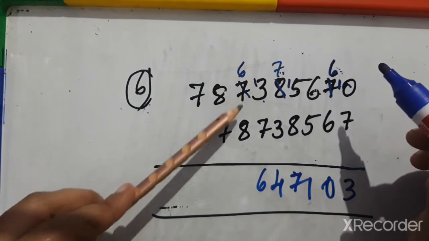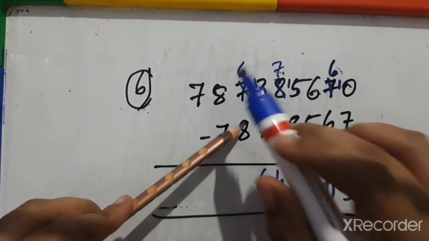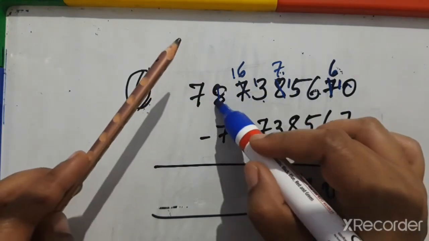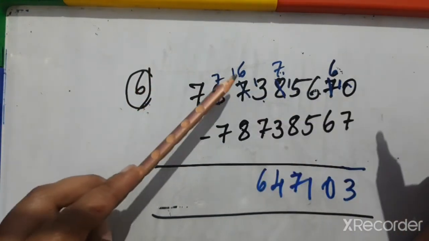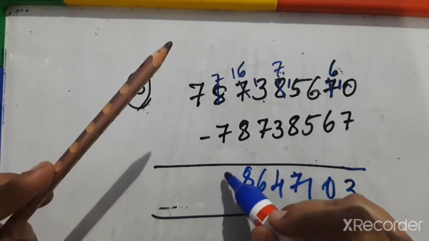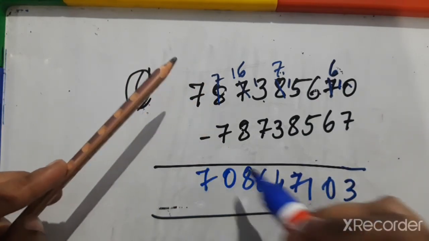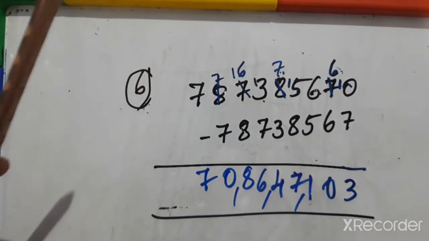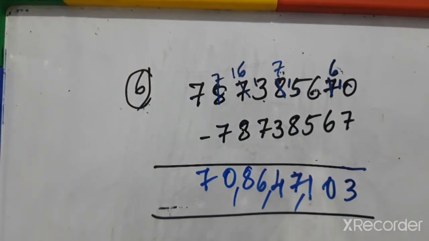Now here 6 minus 8, we can't subtract. Borrow 1 from 8. So this will become 16 and 8 is now 7. 16 minus 8 is 8. Now 7 minus 7 is 0 and this 7 as it is. So the answer is 70 crore 86 lakh 47,103.